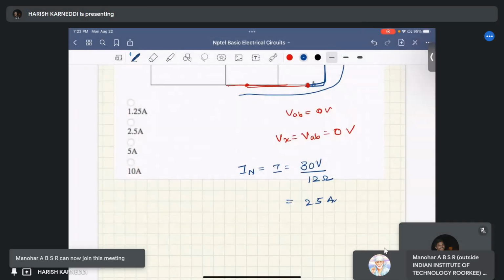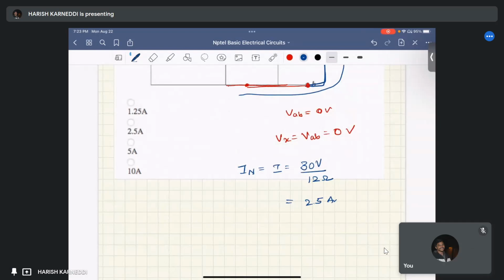Yeah, that is option B. I hope this question is clear. We are moving to the next question, that is the third one. The third question is, find the Norton's equivalent for the below circuit.